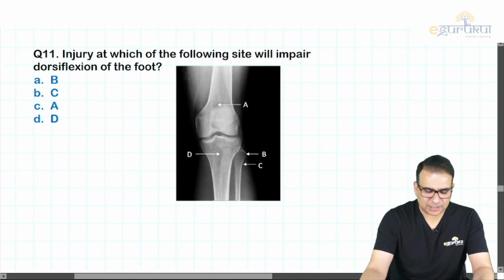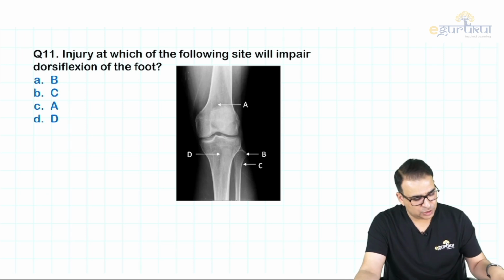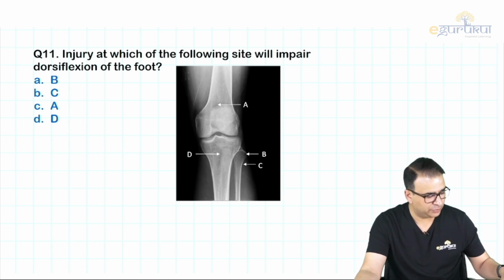Moving on to the next question, guys. Next question, but a pretty simple one. Question number 11 says: injury at which of the following sites will impair the dorsiflexion of the foot?